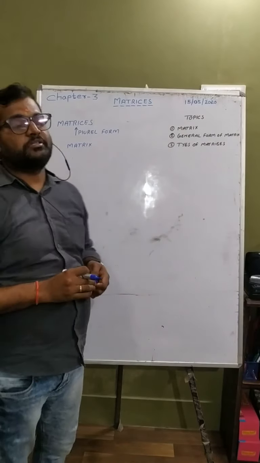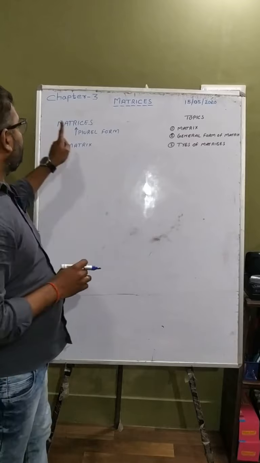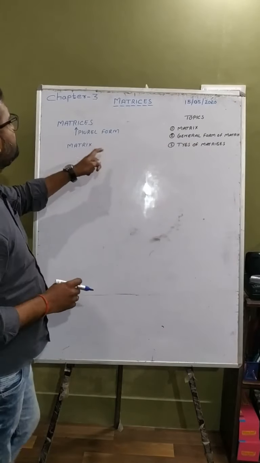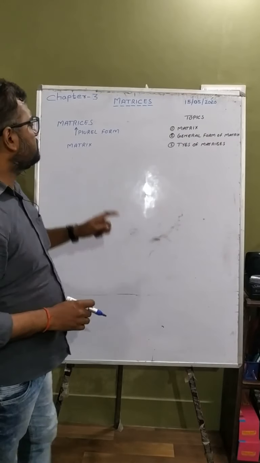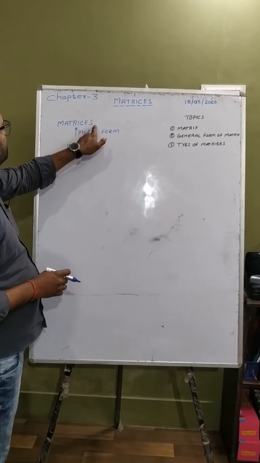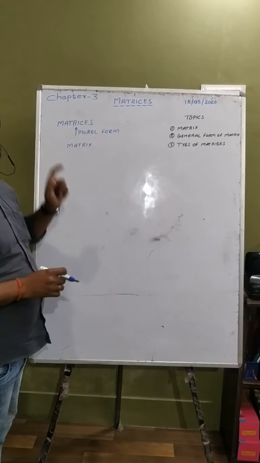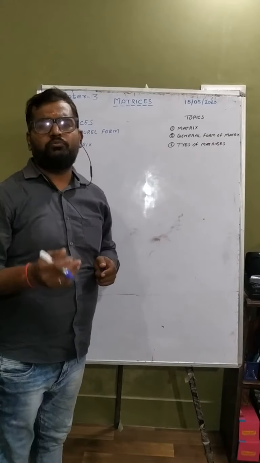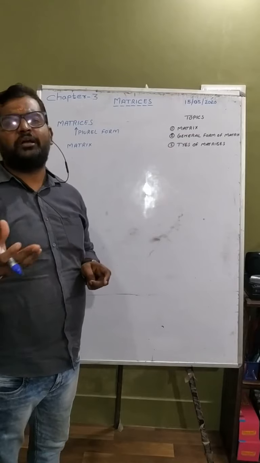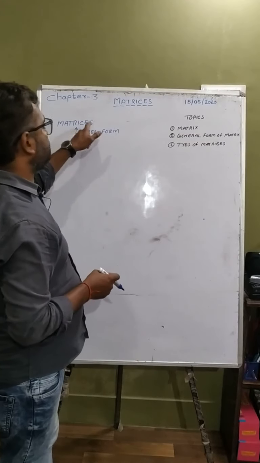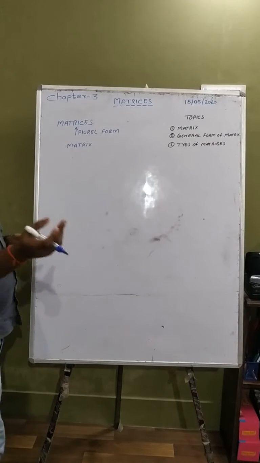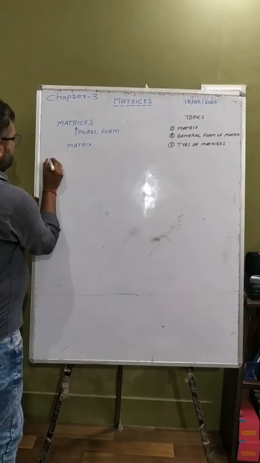The chapter name is Matrices, and we are going to start the topic matrix. First of all, let us clarify the difference between matrix and matrices. Simply, there is nothing much logical. Matrices is only the plural form of matrix. If you are considering one matrix, then it is treated as one matrix. But if you are taking 2 or 3 matrices, then it will be treated as matrices. This is the plural form of the matrix. So, the first topic is matrix.